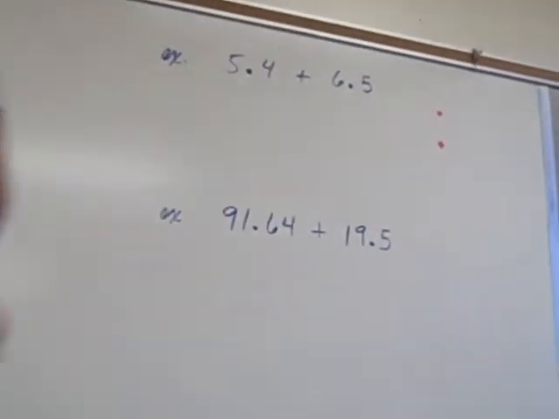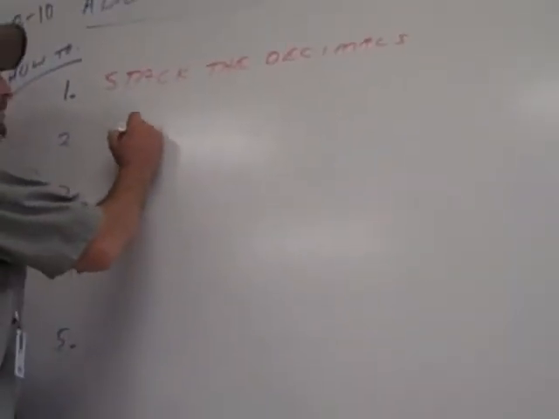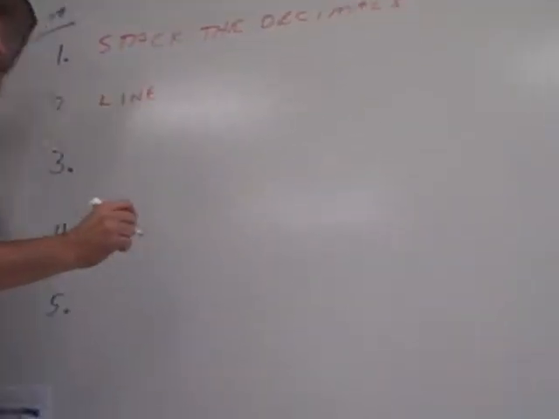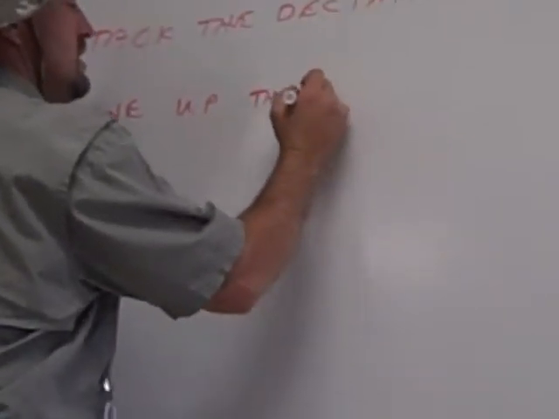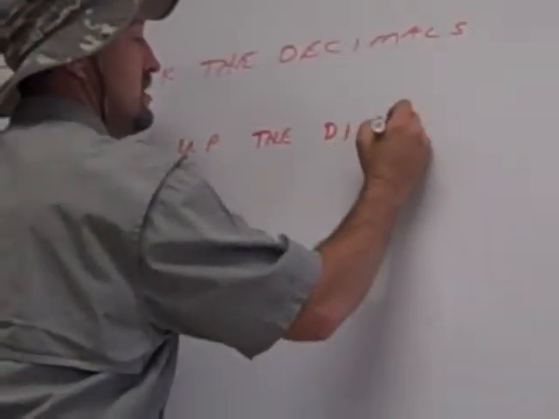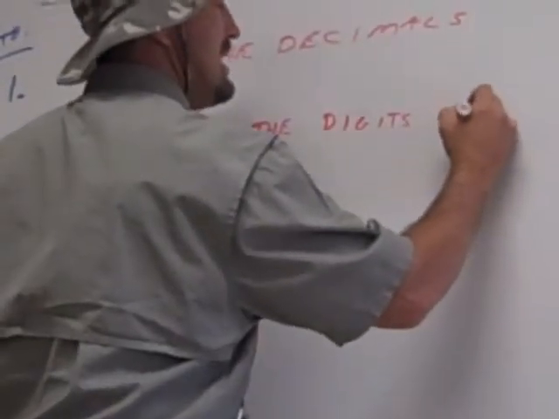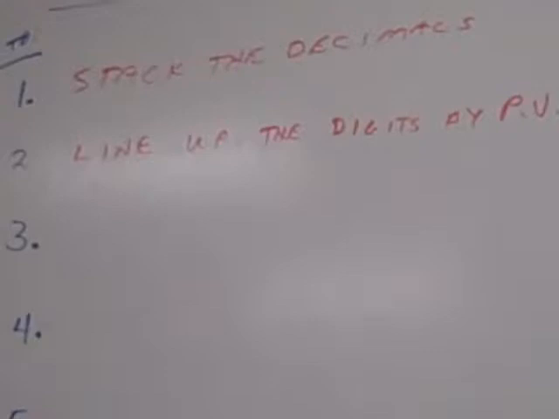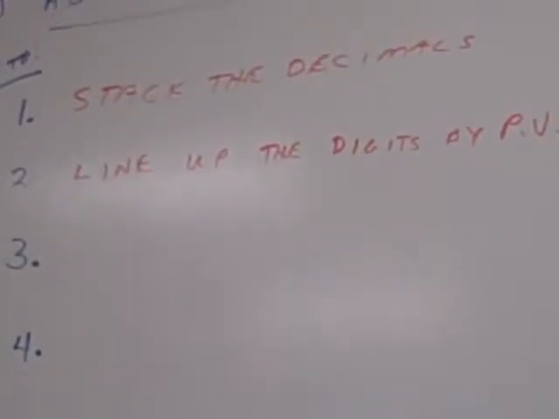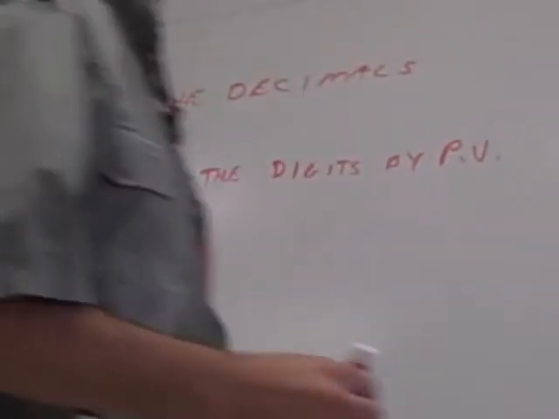So, now that I've stacked the decimals, I bet number 2 has to do with the what? The digits. There we go. How about we put what Mr. Colton said? Line up the digits by PV. Of course, what's PV? Place value. So we're going to line up the digits by the PV, which is very simple.